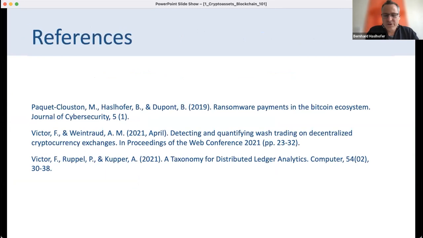So this was the very quick high-level introduction on how Bitcoin works. And before I move on to basic analytic techniques, I'm again asking, are there any questions? Okay, so let's move on then.